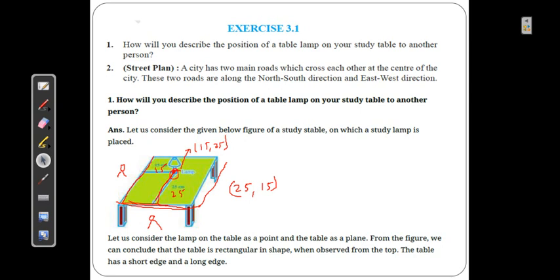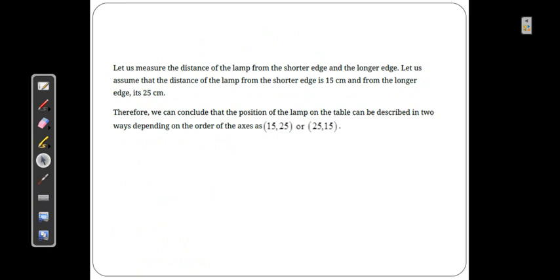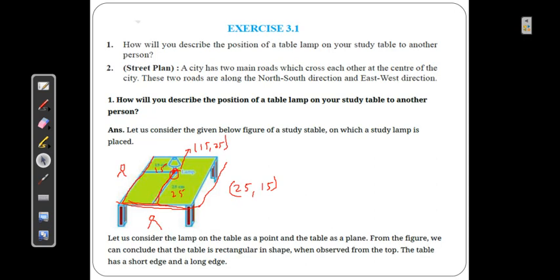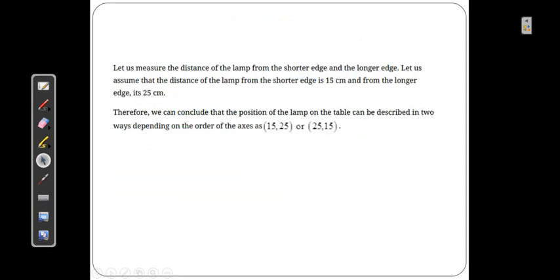Let us measure the distance of the lamp from the shorter edge, as I told you, and then from the longer edge. If we go from the shorter edge, then what will be the point? It will be 15, 25. Let us measure the distance of the lamp from the shorter edge and longer edge. Let us assume that the distance of the lamp from the shorter edge is 15 and from the longer edge is 25.